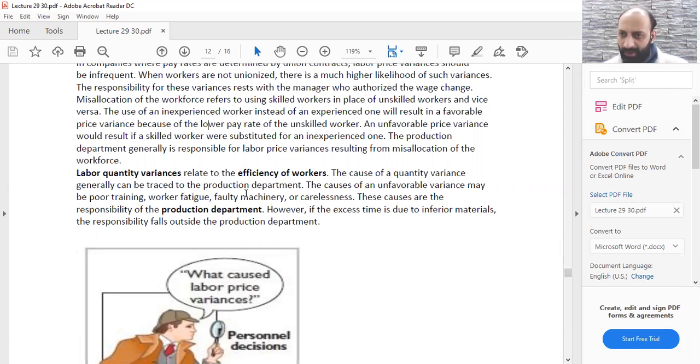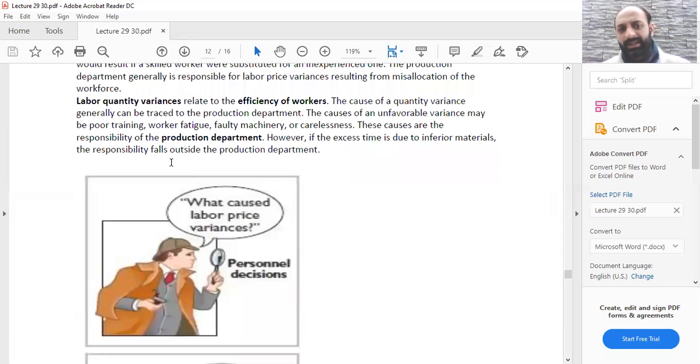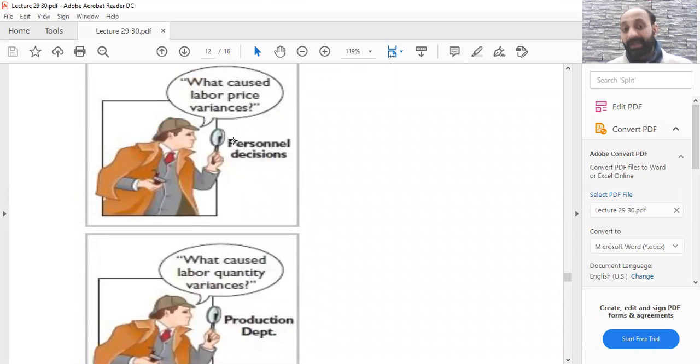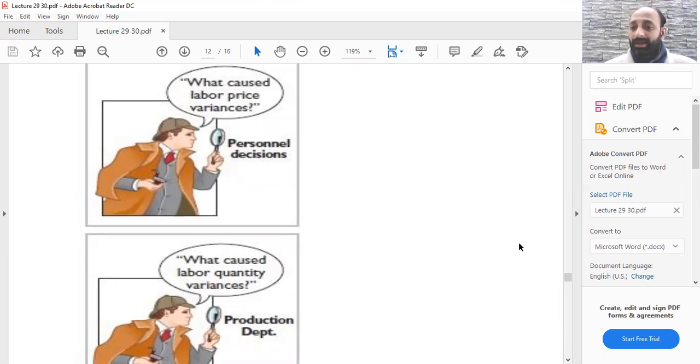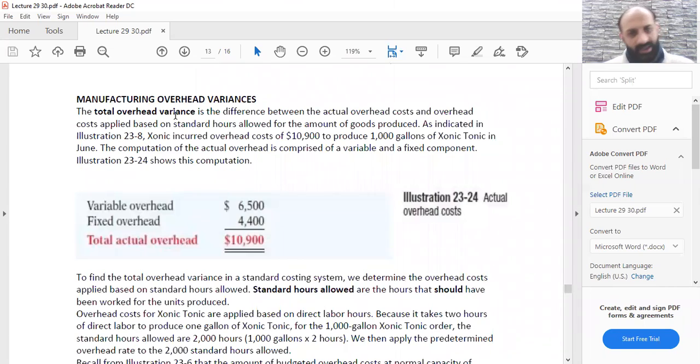So that is one way to define the productivity of any labor. For this, it is necessary to look at the ethics of production department, how they are working. Then we should also look at personnel decisions. Was the allocation of labor correct or incorrect, what led to that decision, and what were the consequences of that decision. Now we look at the manufacturing overhead rate.